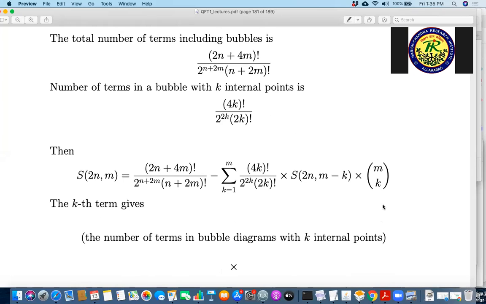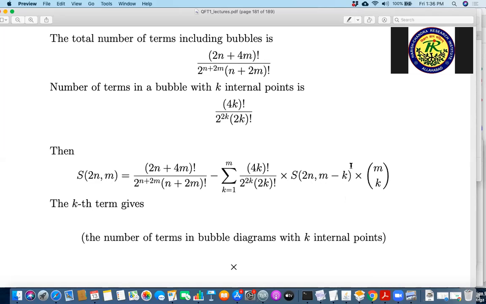Now the bubbles may have one internal point. Of course there are no bubbles with 0 internal points, since we need at least some phi's to form a bubble. So there can be a bubble with 1 internal point, 2 internal points, 3 internal points, and so on. Of course there are no external points for a bubble. So if there are k internal points in the bubble, this tells you how many terms, not diagrams, there will be in a bubble with k internal points.